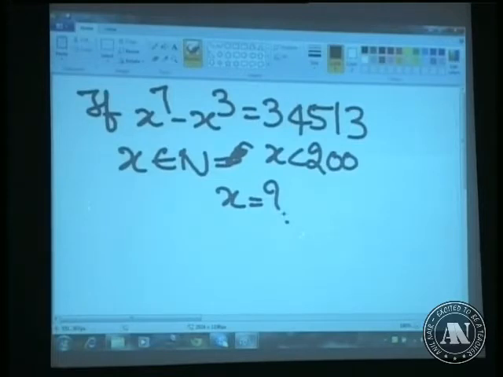See here, any Indian student you ask this question, the first thing he does is take x power 3 common on the left hand side. What if the right hand side is a prime number and it is of 7 digits? You need to find out 3413, that is not the intention of asking the question. Please remember, understand the domain.